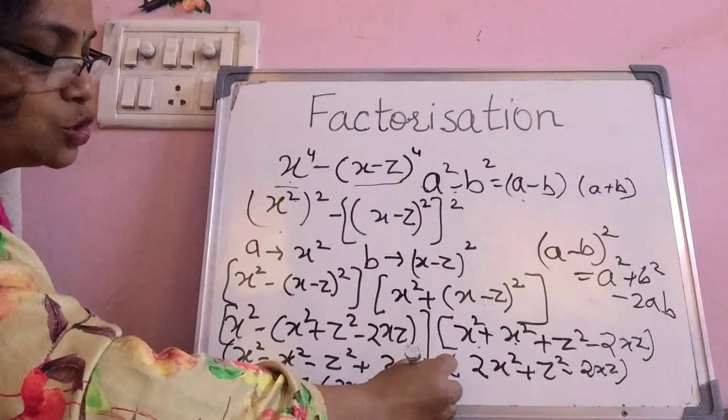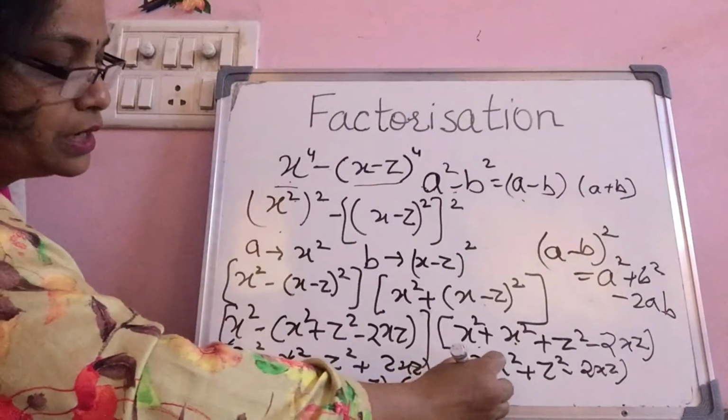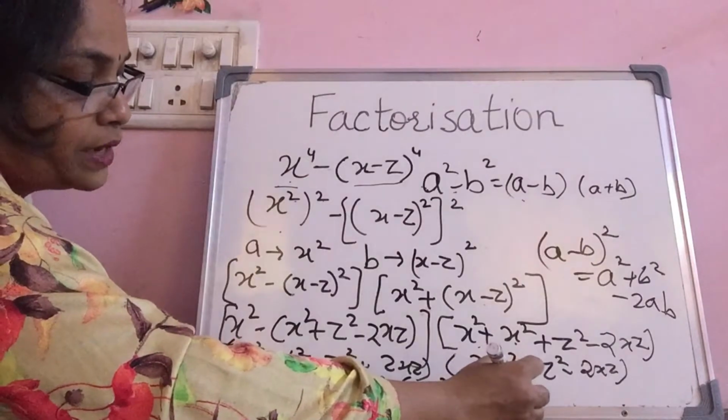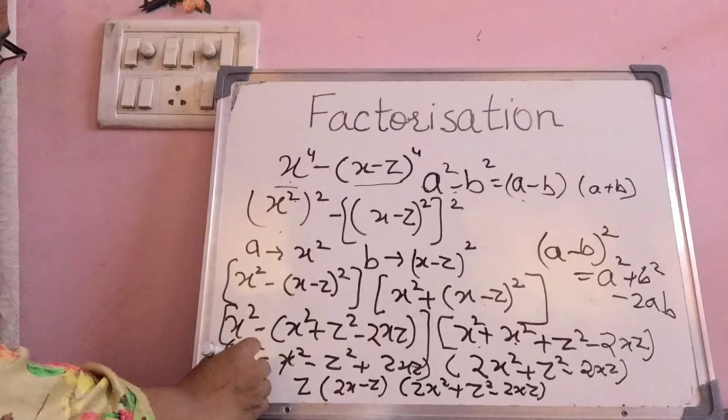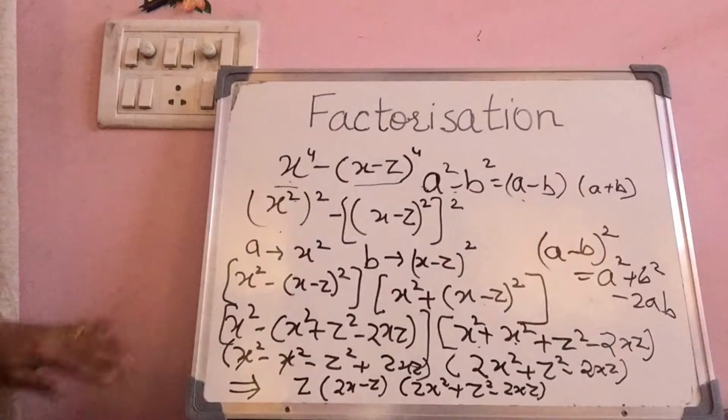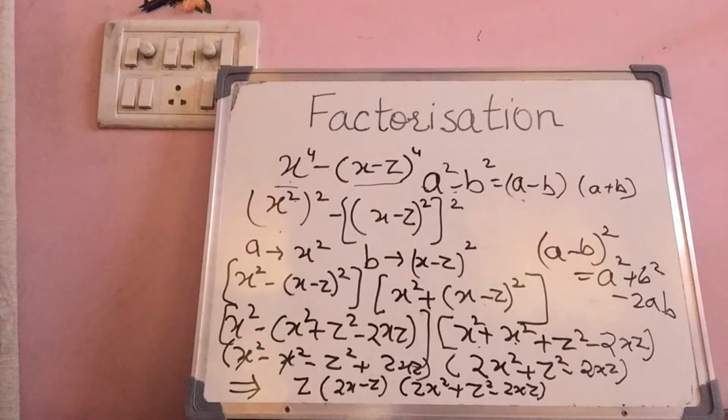And second bracket is 2x square plus z square minus 2xz. So this will be the answer. This is one way of doing this question.